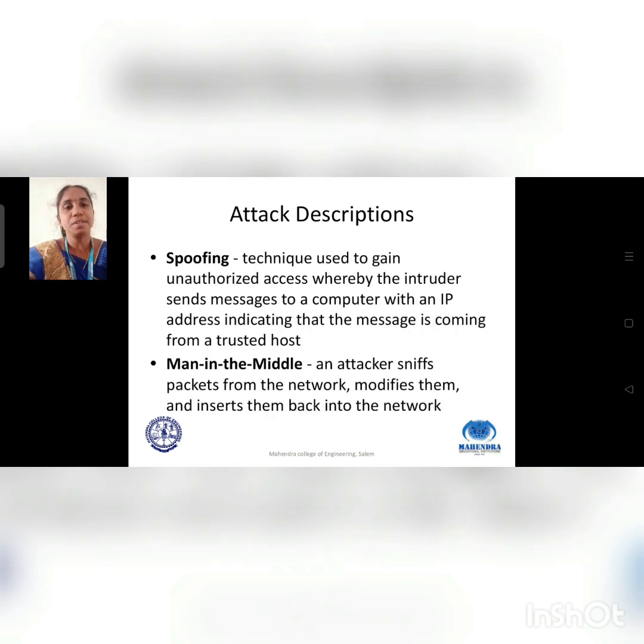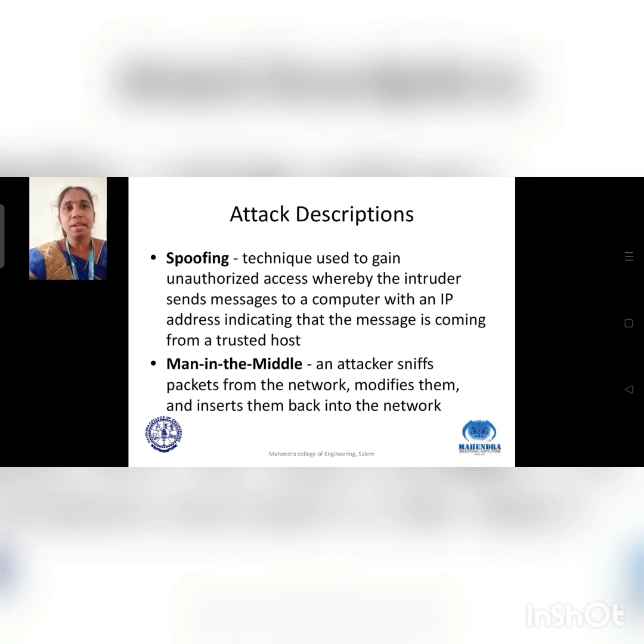Attack descriptions, spoofing and man in the middle. Spoofing means a technique used to gain unauthorized access whereby the intruder sends a message to a computer with an IP address indicating that the message is coming from a trusted host.